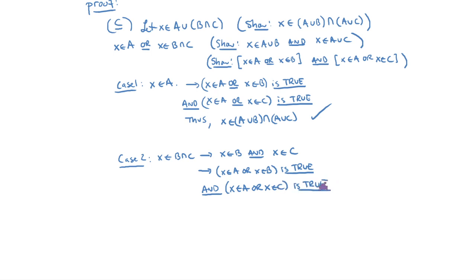And again, both parts are true. When you take an AND, you want both parts to be true. Thus, this AND statement is valid, right? So now we can say x is an element of this intersection. So thus, x is an element of A intersect B. That's actually a union, right? So x is an element of A union B intersect A union C.